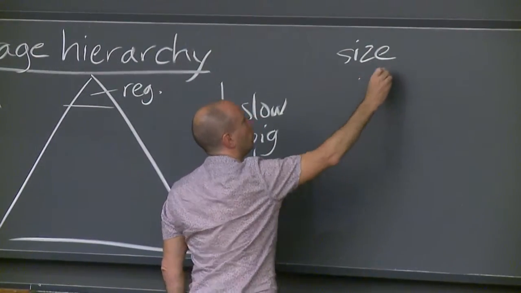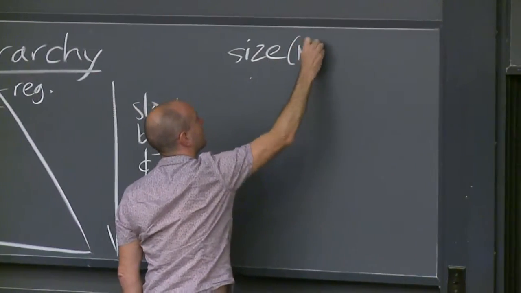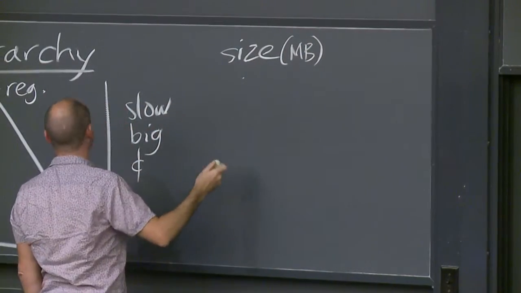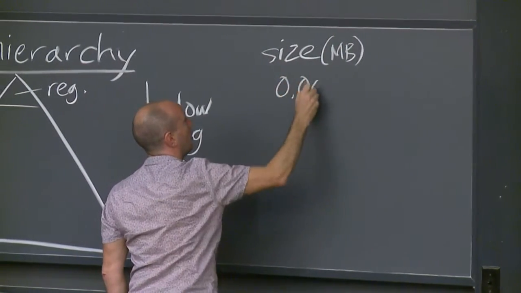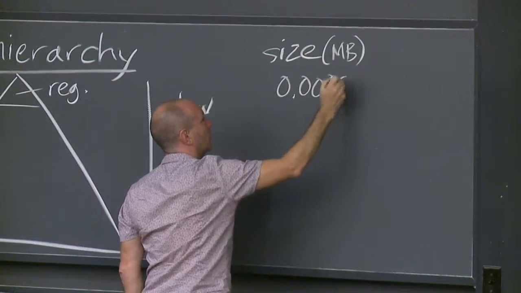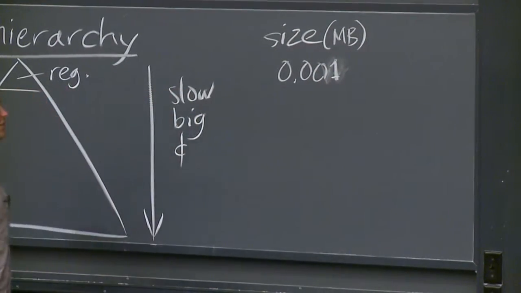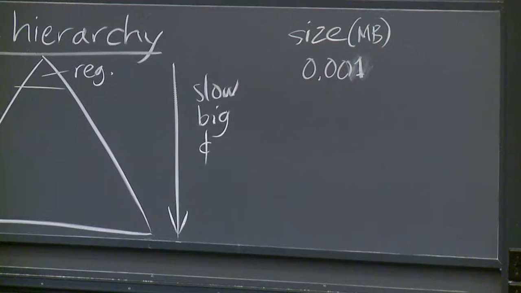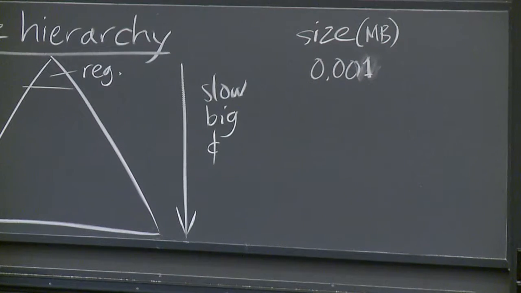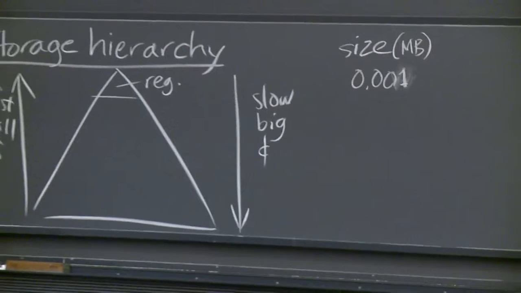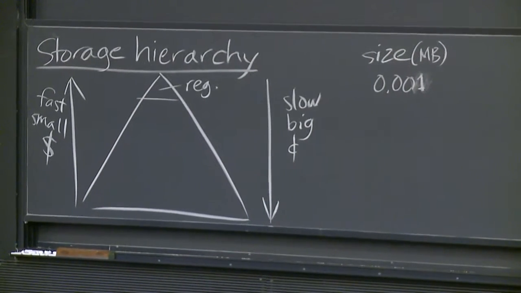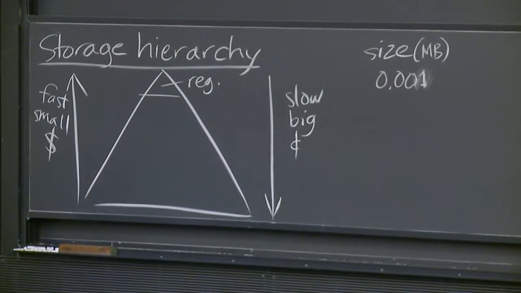So we're going to write our sizes in megabytes. So this is 0.001 megabytes worth of registers. As we work down the pyramid, just name some other storage technologies. Cache.